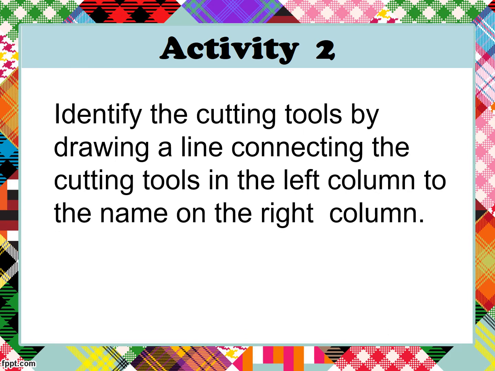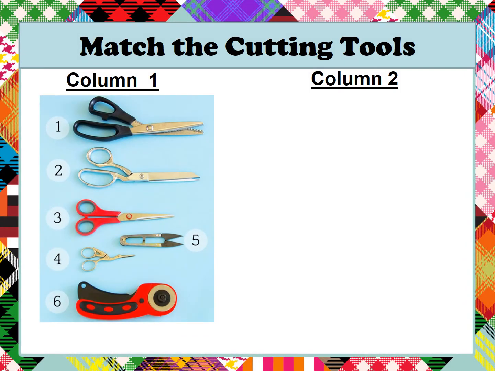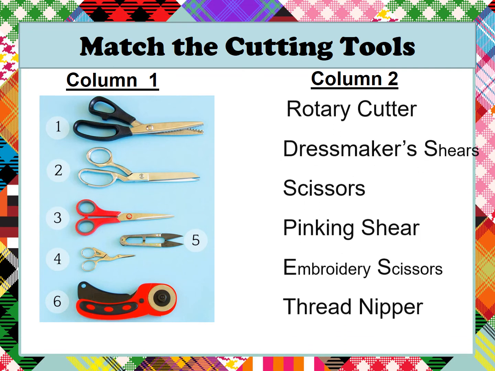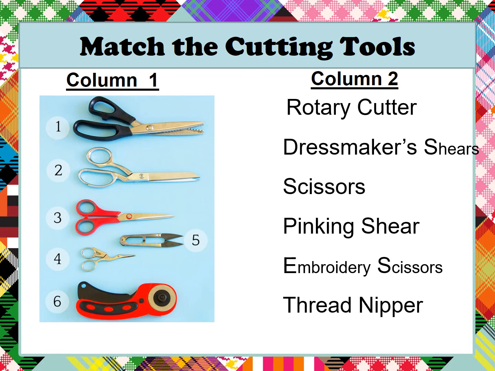Activity 2. Identify the cutting tools by drawing a line connecting the cutting tool in the left column to the name on the right column. Let's go. Column 1 are the pictures of the tools, and column 2 are the names of the cutting tools. Number 1, what type of cutting tool is this? Did somebody say pinking shear? Yes, you are correct. Number 2, yes, it's a dressmaker's shear.